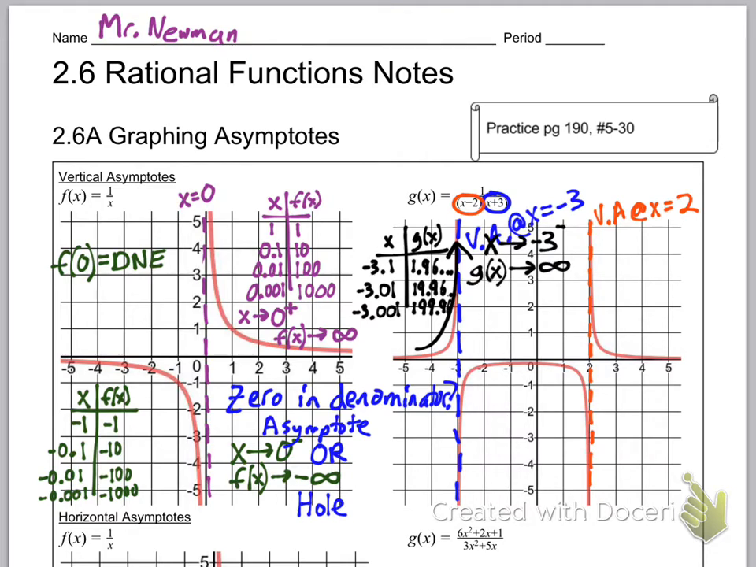So as x approaches -3 from the left, that's this notation right here, g of x is heading towards positive infinity.